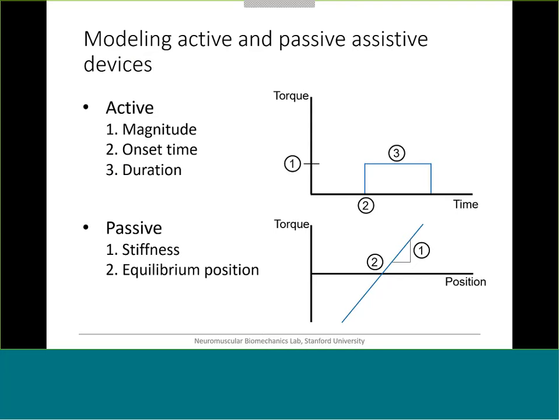The passive device was modeled as a rotational spring, which had 2 adjustable parameters: the stiffness of the spring and the equilibrium position, or the position of the joint when no torque is applied.